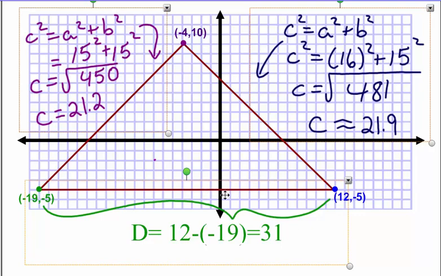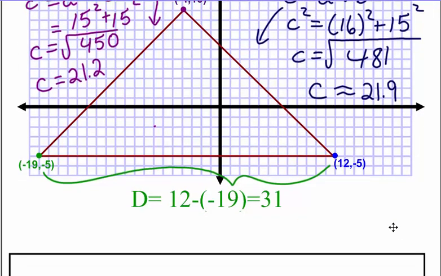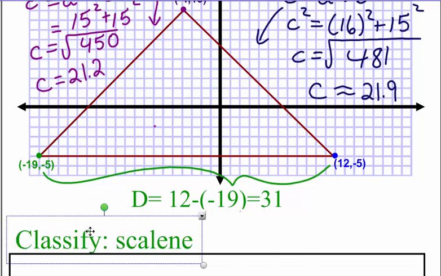But of course, if you can see it, you can also just count. It's 19 to the 0, then 12 more beyond the 0. So these are my three sides. You can see now that I have three different lengths. And so of course, I can classify this as scalene.